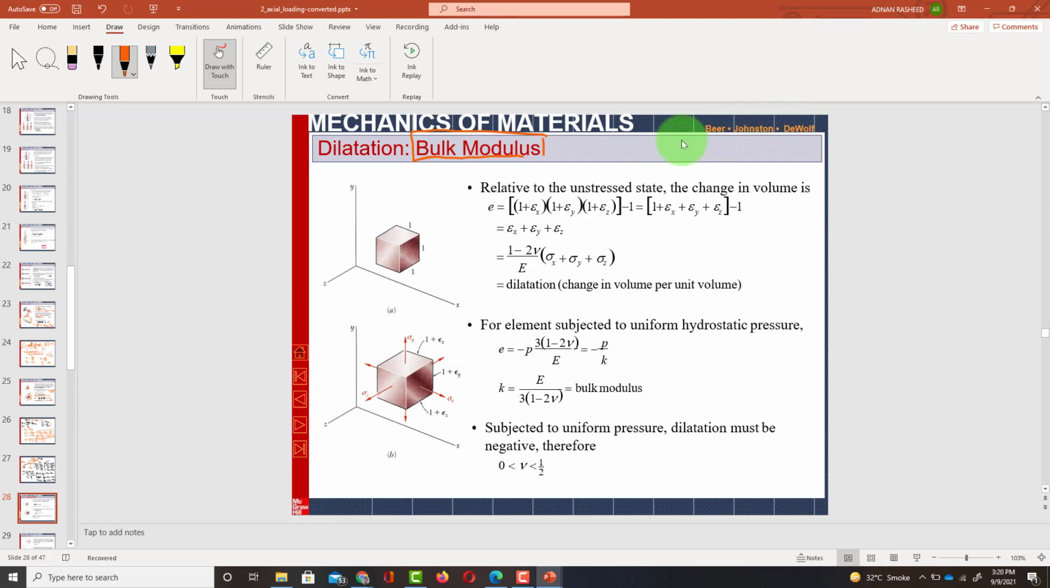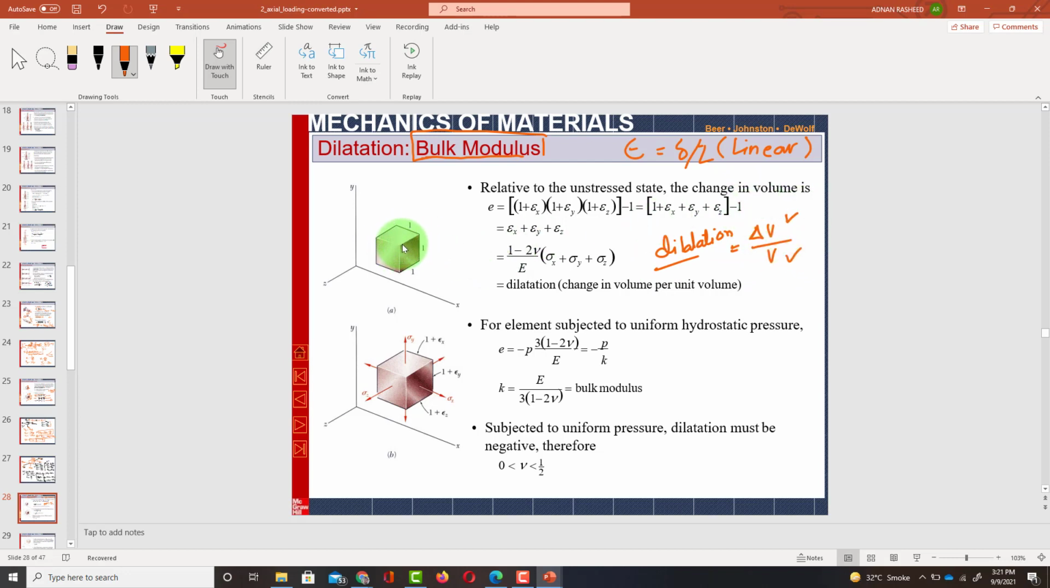We talk about strain, that is change in length over original length, that gives you linear strain. This is known as linear strain. So what about if volume changes? So change in volume per unit volume, or original volume, that will give you dilatation. Dilatation is basically the ratio of change in volume to the original volume.